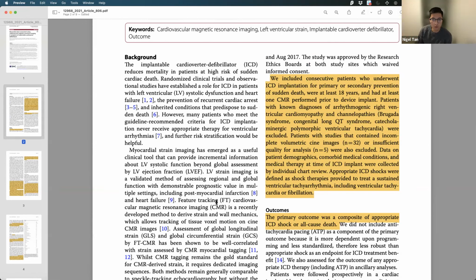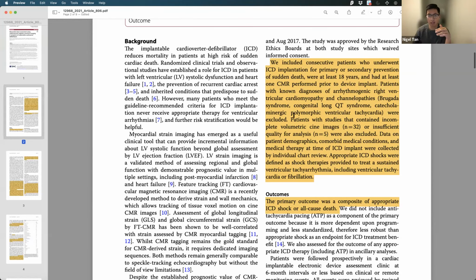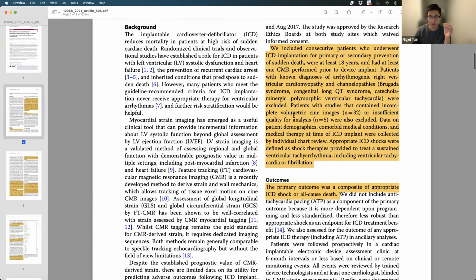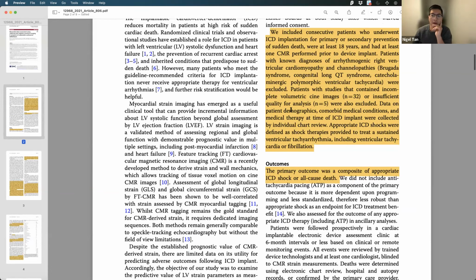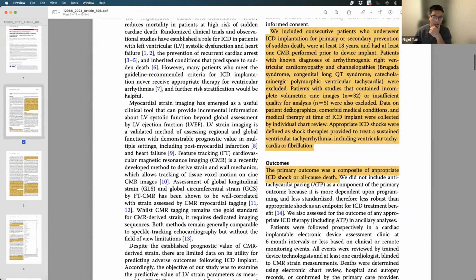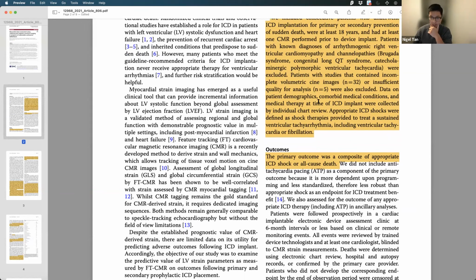And they were at least 18 years old, and all of them had a cardiac magnetic resonance imaging study performed prior to device implant. We excluded patients who had known inherited arrhythmias, i.e. patients who were recognized to predominantly have channelopathies or inherited arrhythmias that were less involved in causing structural abnormalities, more isolated electrical problems, for whom we would not expect abnormalities in strain necessarily. We also excluded patients who had incomplete volumetric CMR images or insufficient quality for strain analysis to be performed, of which there were only about 37 patients total.